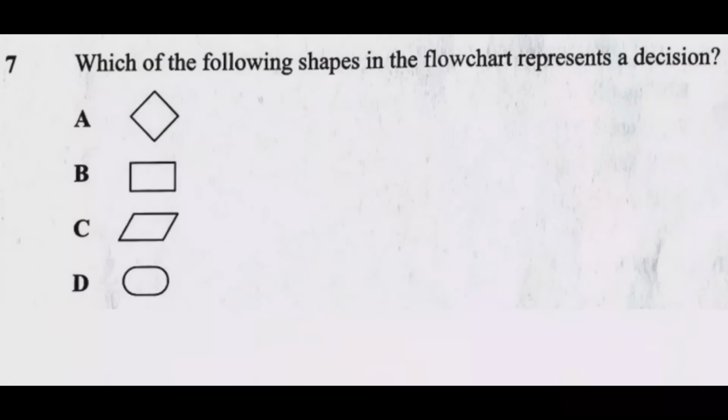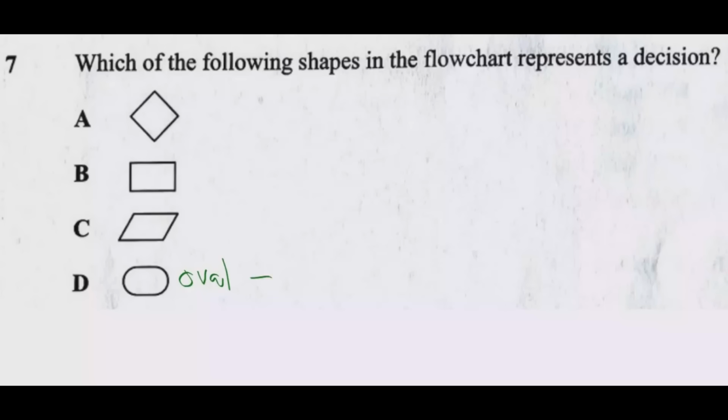Question 7 was as follows. Which of the following shapes in the flowchart represents a decision? Okay, so what we're going to do first is identify these shapes and their functions. Let me start from D. We have this one, which is called an oval.